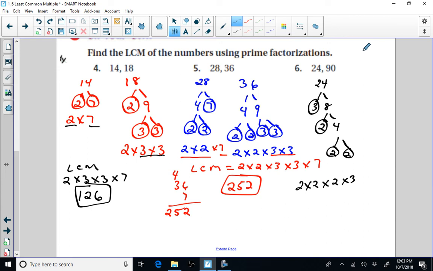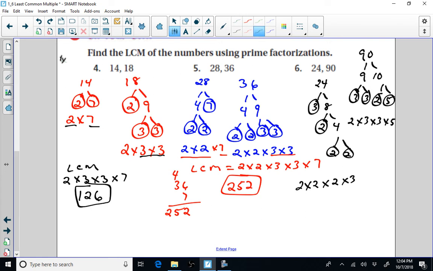Then we have 90. For 90, we have 9 times 10. Neither is prime. 9 is 3 times 3. They're both prime. 10 is 2 times 5. They're both prime. So the prime factorization is going to be 2 times 3 times 3 times 5.